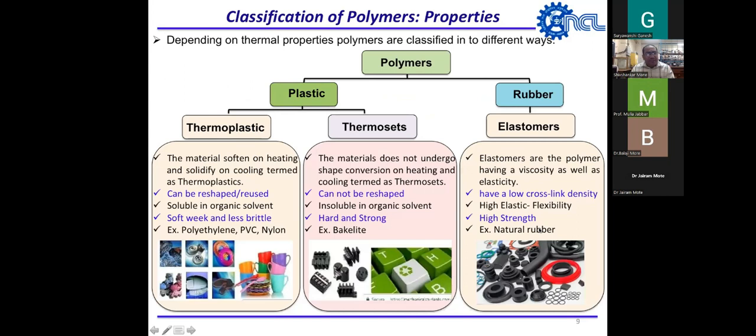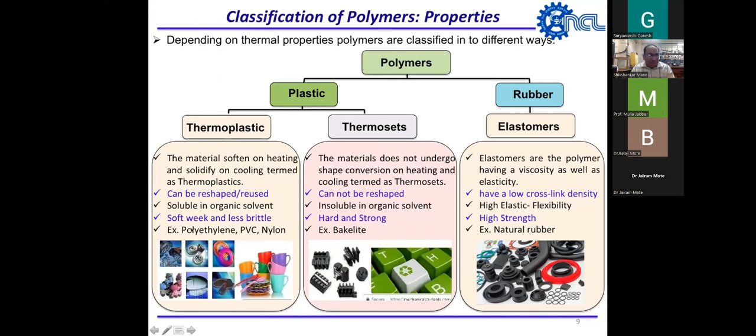The next classification is based on properties. There are two major types, plastic and rubber. Plastics can be called thermoplastics and thermosets. So what is a thermoplastic? A thermoplastic material softens on heating and solidifies on cooling, so it is termed a thermoplastic. It can be reshaped and reused with respect to temperature. When you put the raw material in the molding machine and apply heat, it forms different shapes. It is soluble in organic solvents, soft, weak, and less brittle.